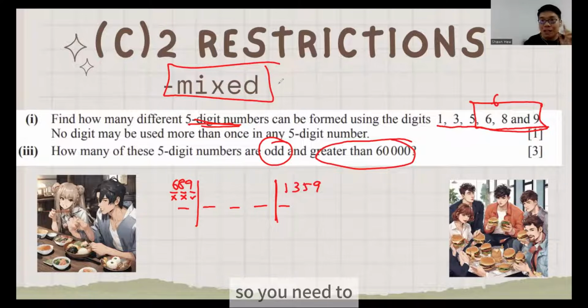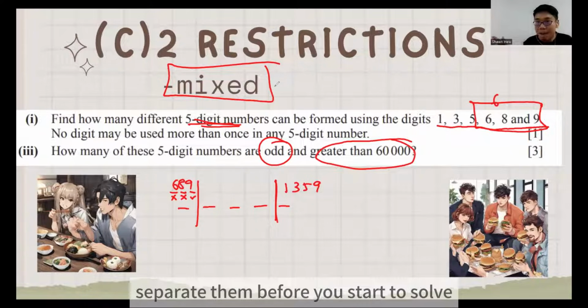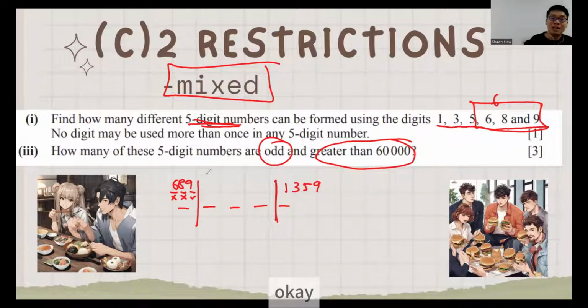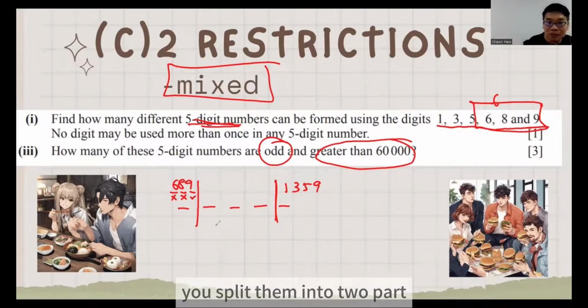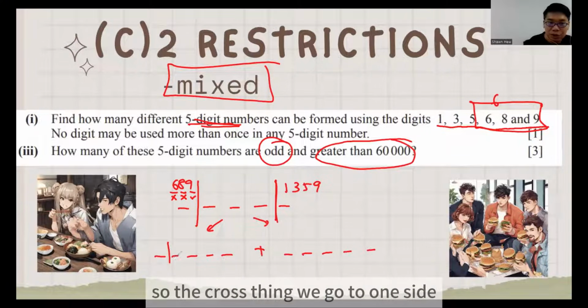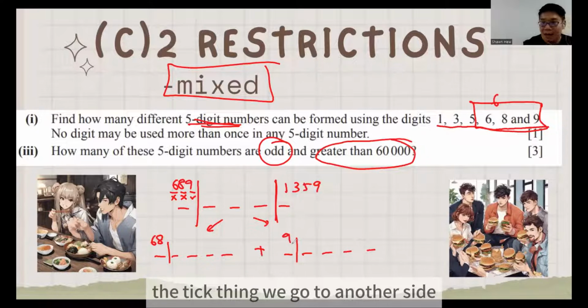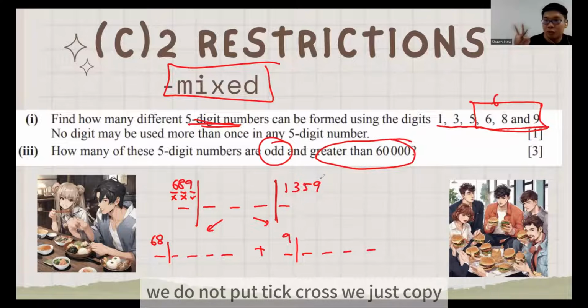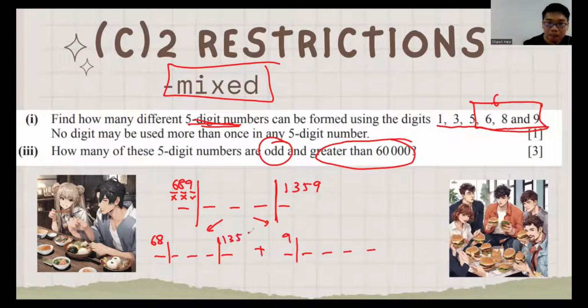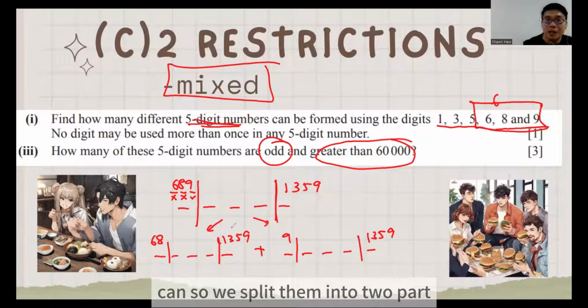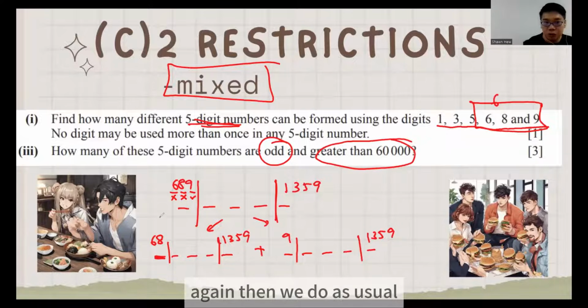So you need to separate them before you start to solve. Okay? So when you see cross and tick, you split them into 2 parts. So the cross thing, we go to one side. The tick thing, we go to another side. Then the part that we do not put tick or cross, we just copy. Okay? So we split them into 2 parts. Again, then we do as usual.